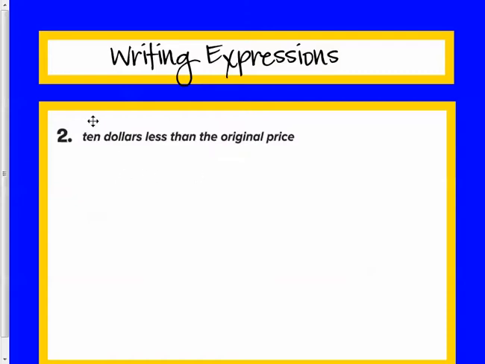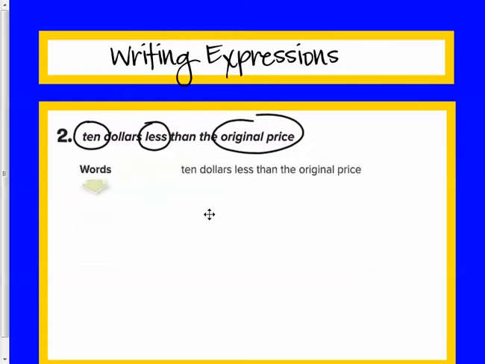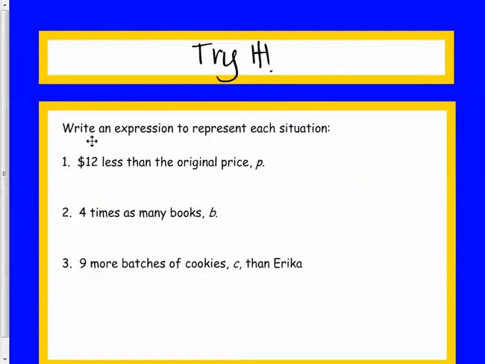Okay, so let's look at another one. $10 less than the original price. Okay, so we've got the words, and let's use P for the original price. So I've got the original price, and I want 10 less. So I'm going to take 10 away from the original to get the discounted price. So P minus 10.